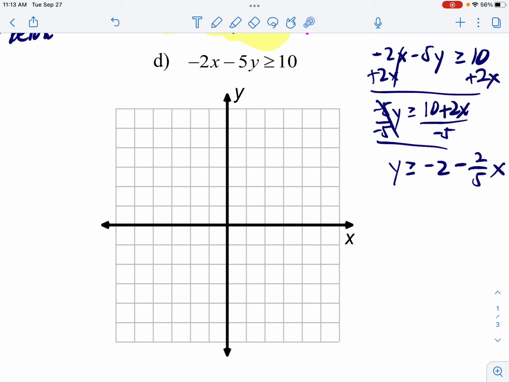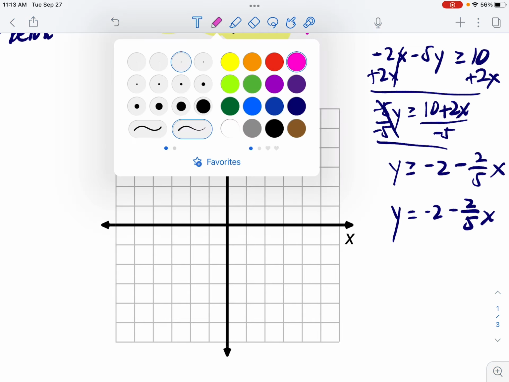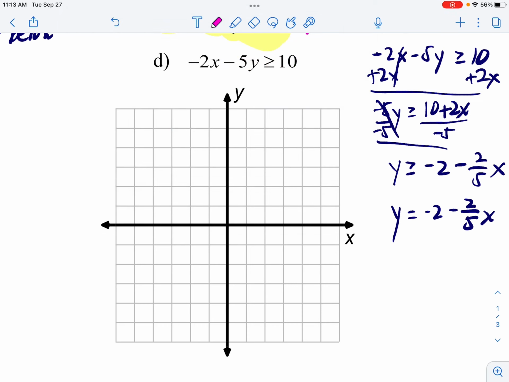Okay, here's my inequality here. I'm going to graph this with a solid line since my symbol is greater than or equal to. So I'm going to graph this just as if it were the line y equals negative 2 minus 2/5 x. Okay, how would I do that? We're going to use a solid pink line. Okay, good. Let's graph my y-intercept, which is 0, negative 2. There we go. And then my slope is negative 2/5, so my second point is going to be down 2, to the right 5.